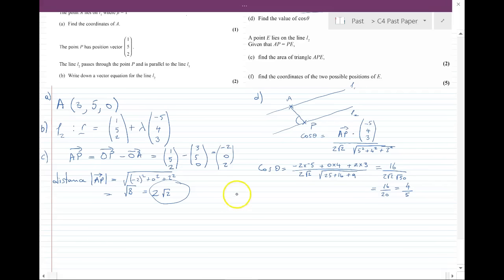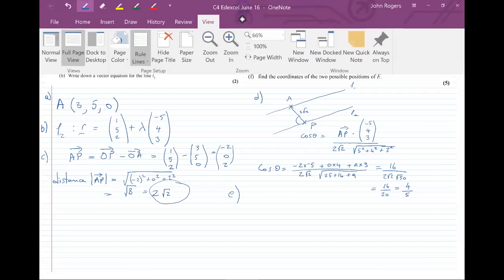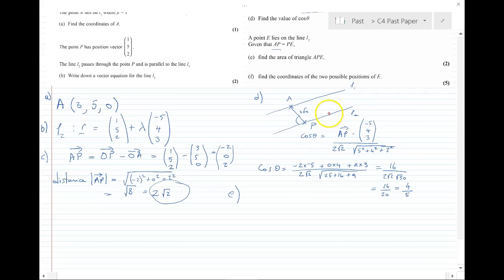Okay. Now part E. It says E lies on line L2, and it's got the same distance, the same magnitude as AP. Right, just a reminder, we know AP is 2 the square root of 2. So we've got the point E lying on L2, say there, such that it's the same magnitude. Notice it could also be there, because that would also be 2 the square root of 2, which leads into our next question.